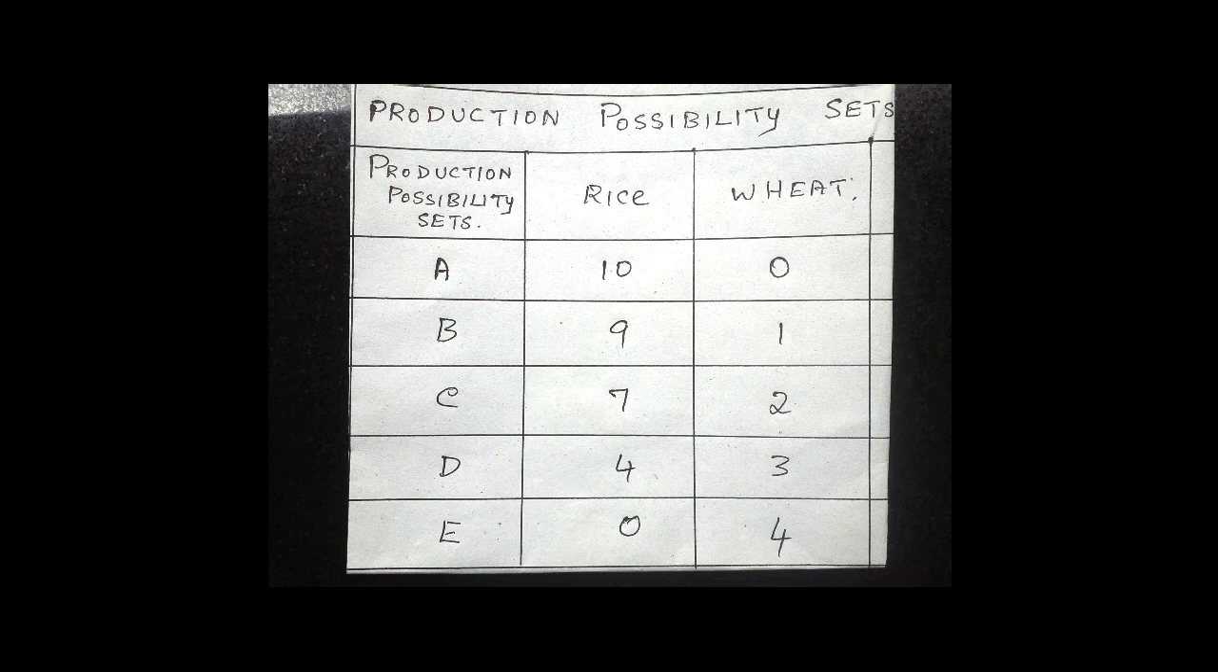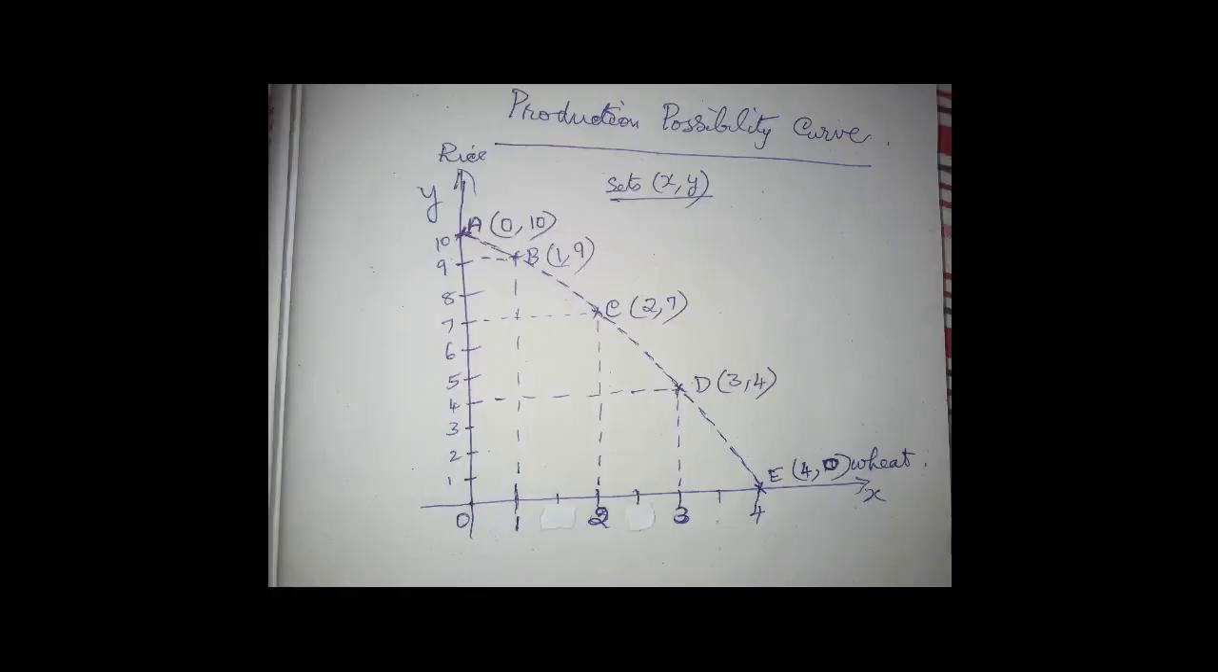But if all the resources are used for a rice and wheat combination, the economy can increase wheat production by reducing rice production, because the resources have to be used fully and efficiently. The combinations of rice and wheat in an economy are called production possibility sets. We can graphically represent these production possibility sets.